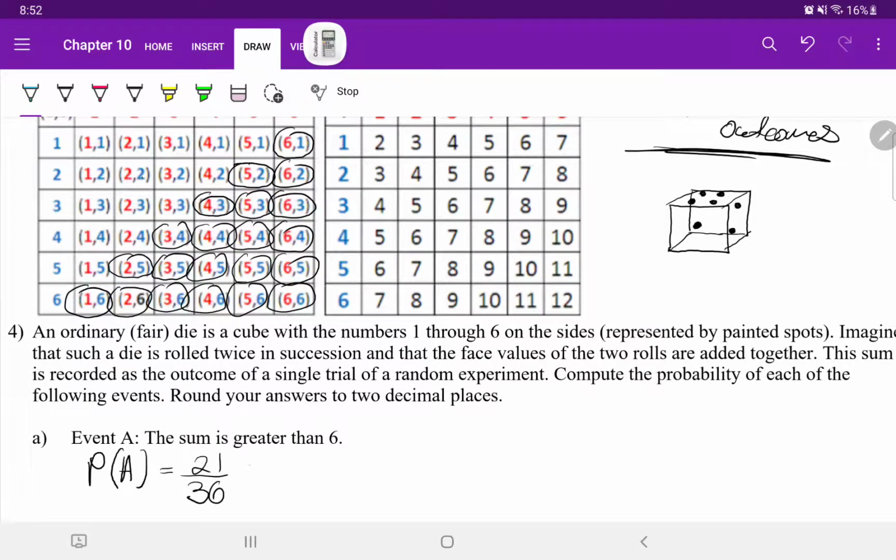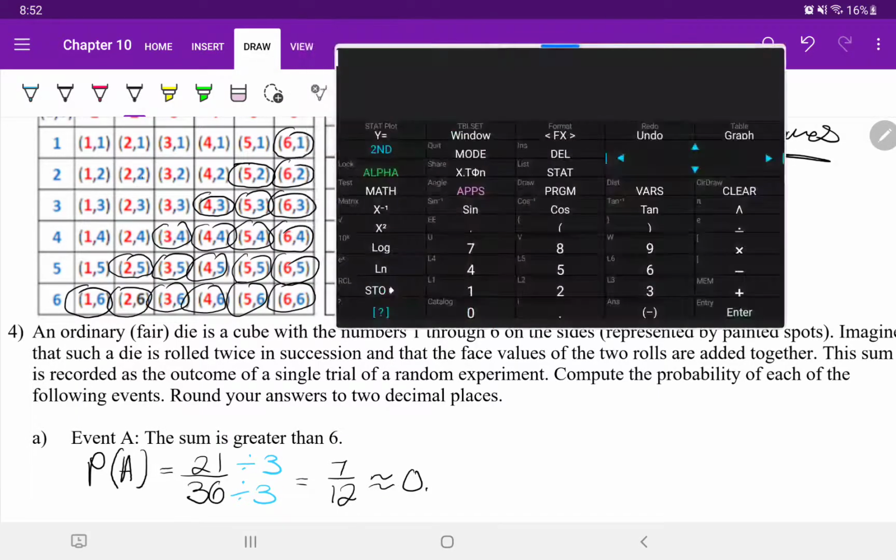Both 21 and 36 are divisible by 3. So divide 3 from the numerator and 3 from my denominator. 21 divided by 3 is 7. 36 divided by 3 is 12. So 7 twelfths. And as a decimal, we're going to divide and round to two places after the decimal, which is approximately 0.58.